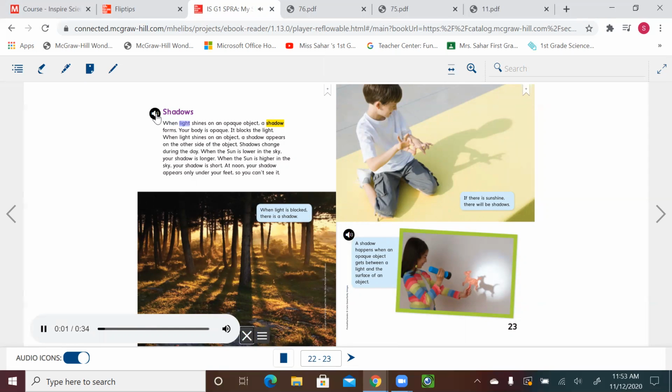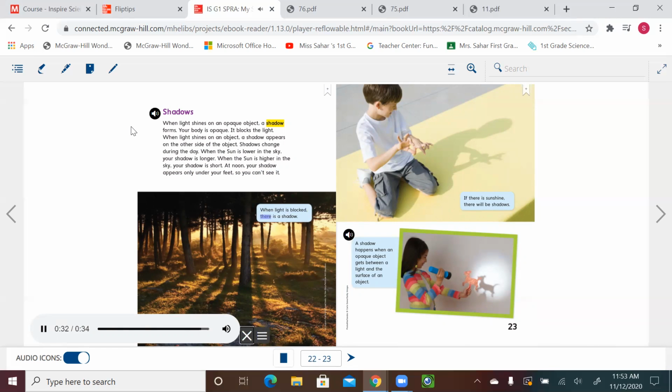Shadows. When light shines on an opaque object, a shadow forms. Your body is opaque. It blocks the light. When light shines on an object, a shadow appears on the other side of the object. Shadows change during the day. When the sun is lower in the sky, your shadow is longer. When the sun is higher in the sky, your shadow is short. At noon, your shadow appears only under your feet, so you can't see it.